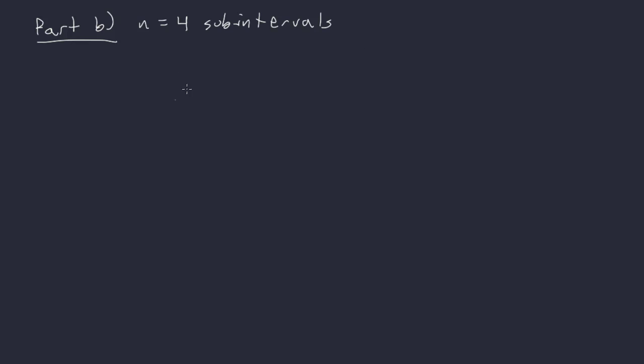Okay, so when n is 4 subintervals, our delta x, which is the length of our subintervals, will be b minus a all over n, or in this case 8 minus 0 all over 4. So we have 8/4, which is 2. So that's the length of the intervals.